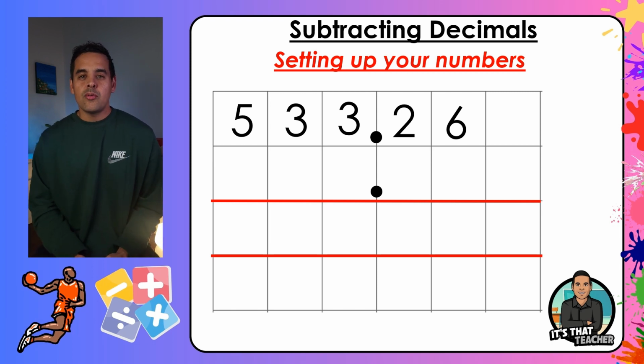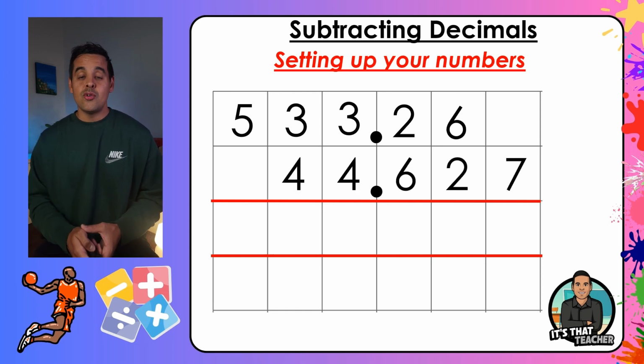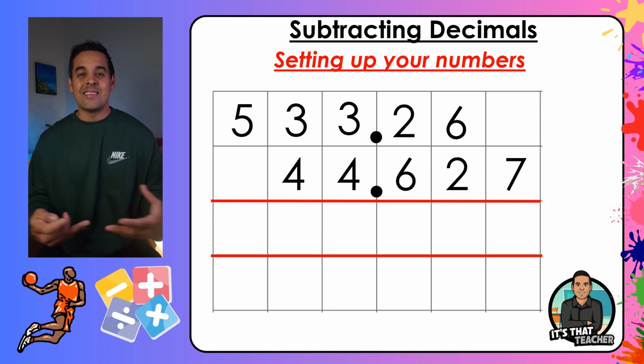So 533.26 take away 44.627. Now, as you can see, this question involves thousandths. So the 7 there is in the thousandths column.